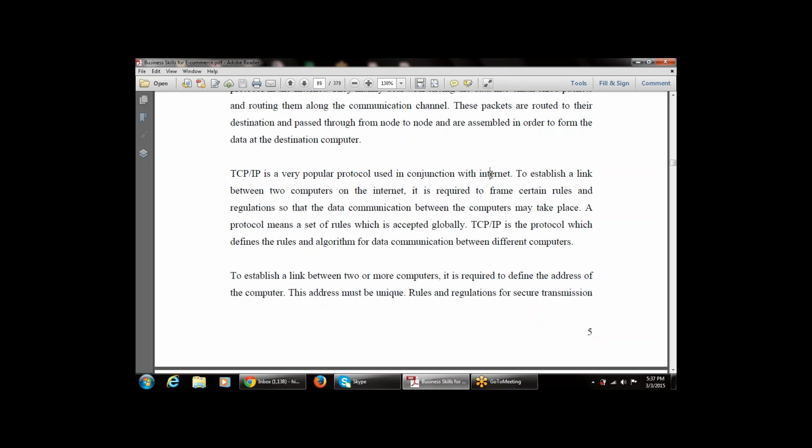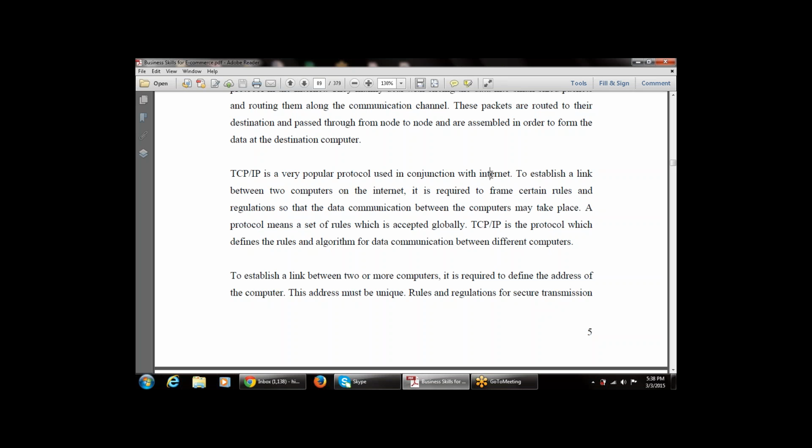That protocol is known as TCP/IP, that is, Transmission Control Protocol/Internet Protocol, so that the data communication between computers may take place very effectively and efficiently. A protocol means a set of rules which is accepted globally. So protocol is nothing but a set of rules which is accepted globally.